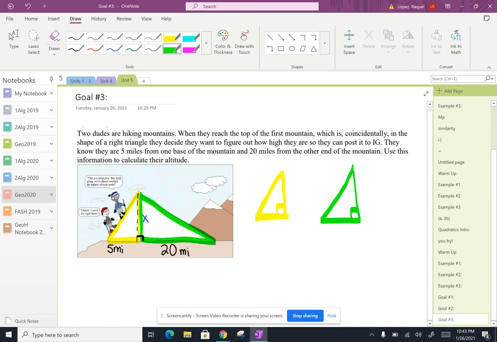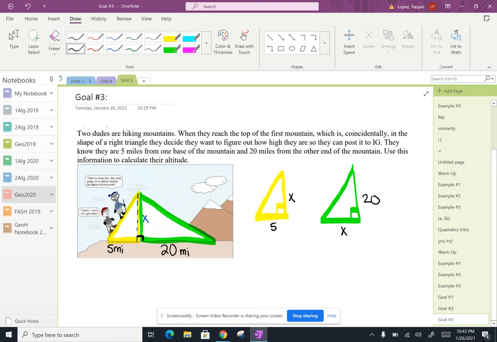Okay, so in the yellow triangle, I see that 5 is going to be one of my shorter sides, so I'm going to label the smaller leg 5, and the other leg is going to be X. In the green triangle, X is actually the smaller leg, so I'm going to put X down here, and 20 is the larger leg, so I'm going to put this here.